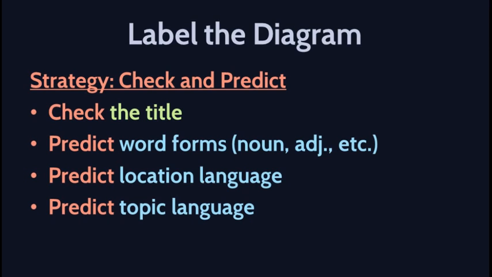Okay, and we also want to predict the topic language. So depending on the topic, there might be certain words that you can limit yourself to. For example, if you're doing a map of a campus, you might have words like the law building, the student center, those kind of words.